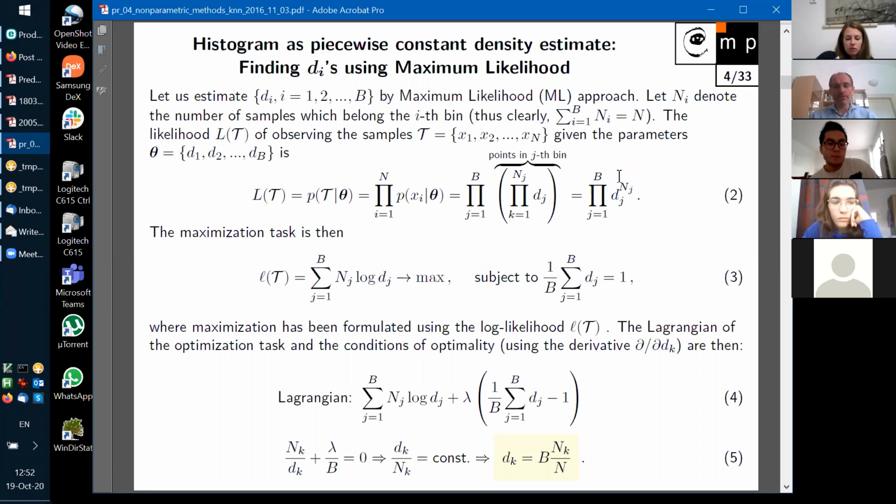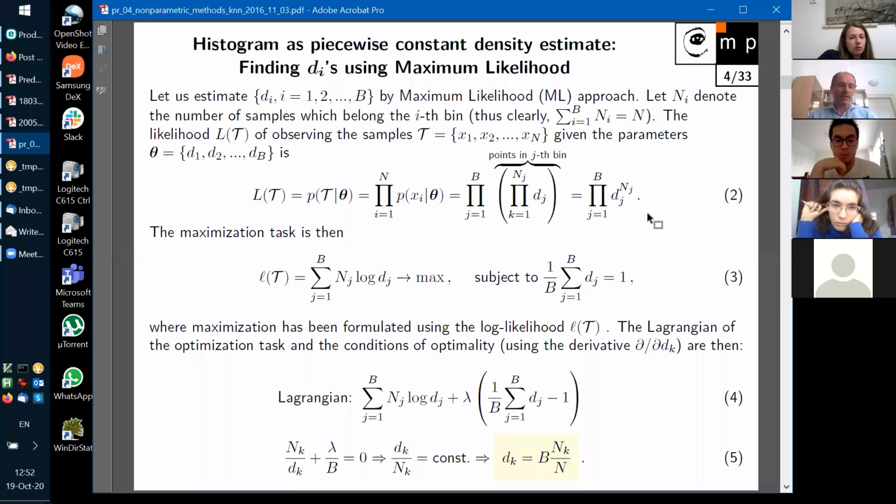So do you understand this? This question could come up in an exam test. What is the likelihood of a data set x1 up to xn for a piecewise constant distribution where you have b constant segments, each with density dj? So that would be the answer.